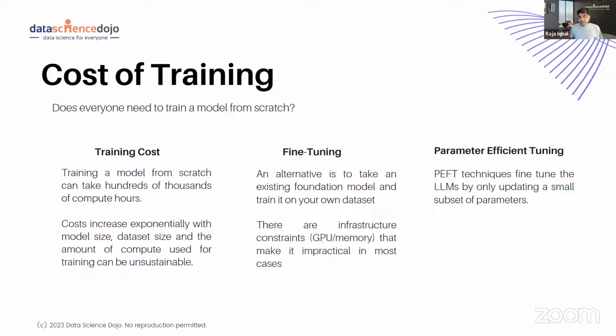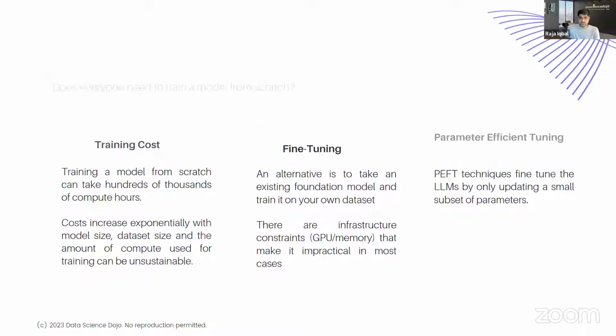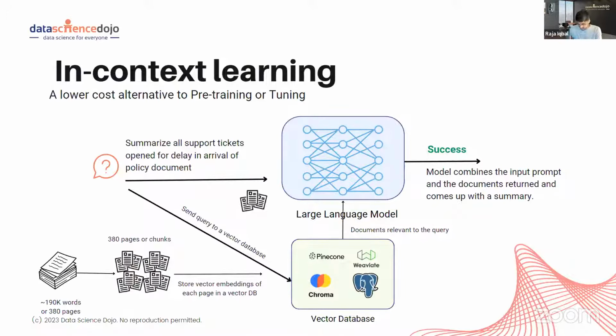Then there is this concept of parameter-efficient fine-tuning. Once again, you can do it, but cost is going to increase. It is very easy to think, given the relative ease with which ChatGPT works, that it's easy to use. But when you go and try to build something like that, it is actually going to be quite expensive, which is what leads us to in-context learning.